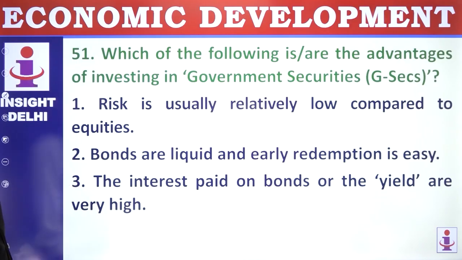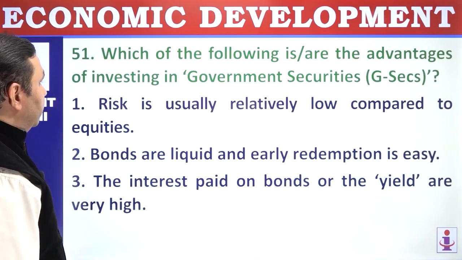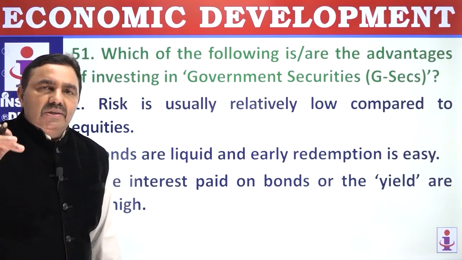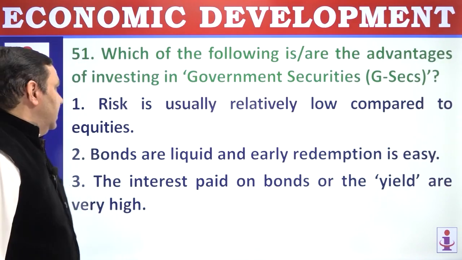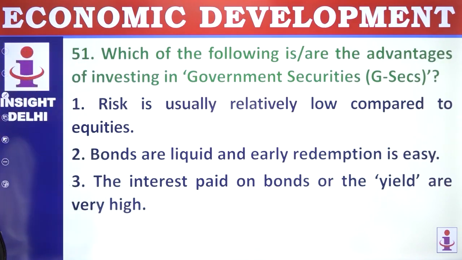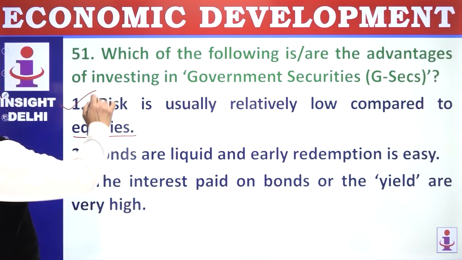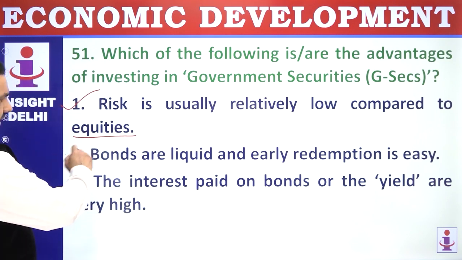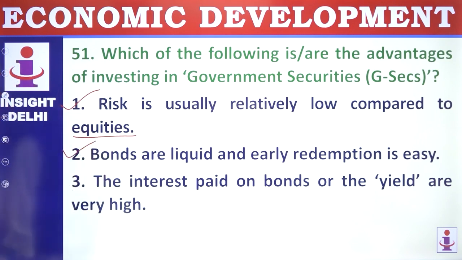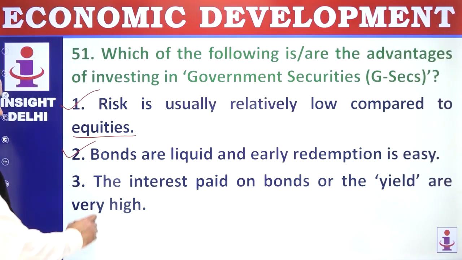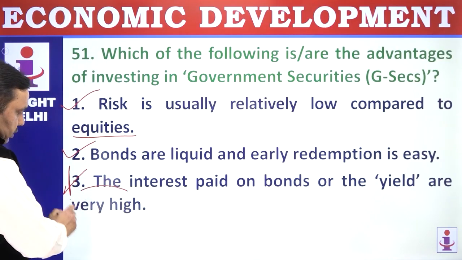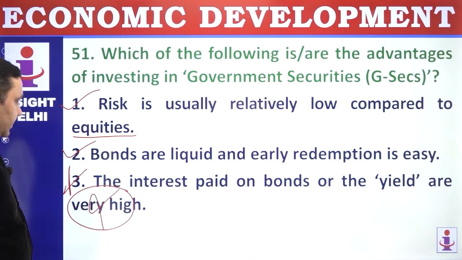51. Which of the following is an advantage of investing in government securities? Because government securities are extremely safe. Governments will not fail easily. Low risk, so low return. Risk is usually low. Equities, meaning the stock market, are extremely risky. Bonds are liquid, can be sold easily, redemption is easy. Interest rate on the bond yield is relatively low, not very high. So risk is less, return is less, 1 and 2.